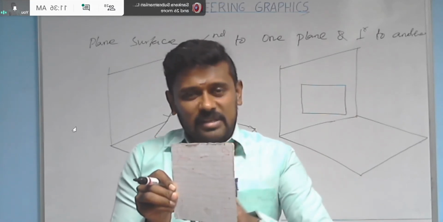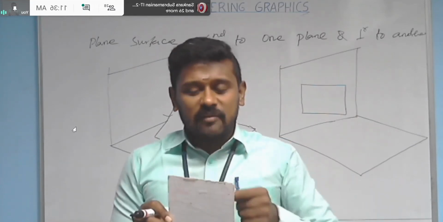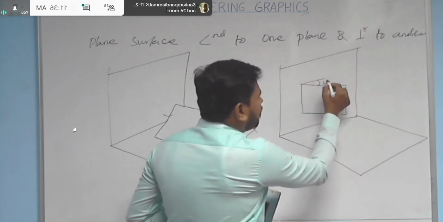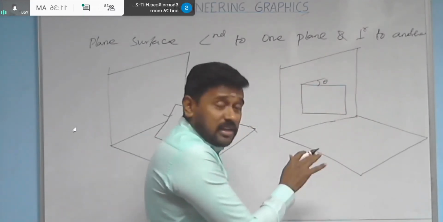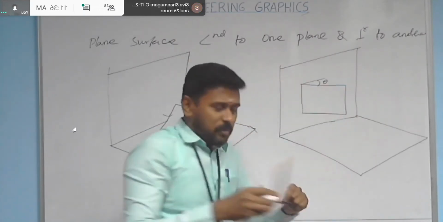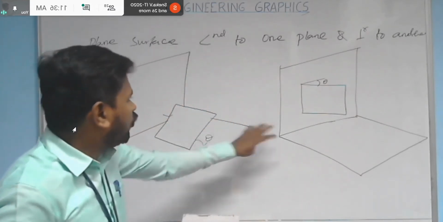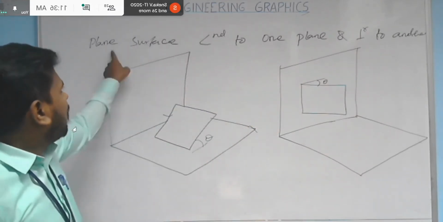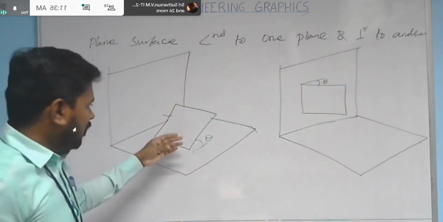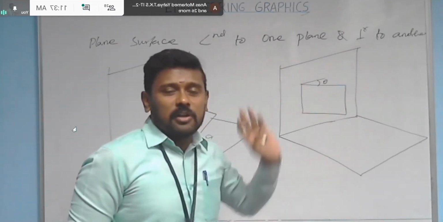The surface of the plane is not now parallel to the vertical plane, it is having some inclination. See here, it is having some inclination with the vertical plane, but still it is perpendicular to the horizontal plane. So these are the two variants in the second case, plane surface inclined to one plane and perpendicular to another plane. Maybe it is inclined to HP and perpendicular to VP, or inclined to VP and perpendicular to HP.